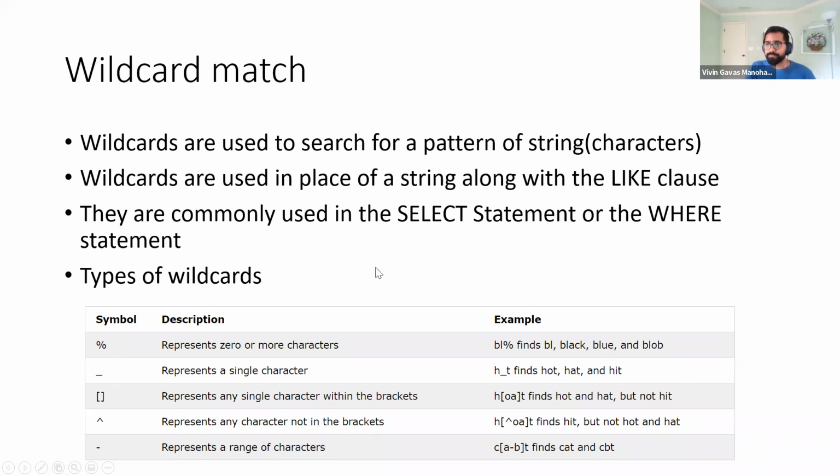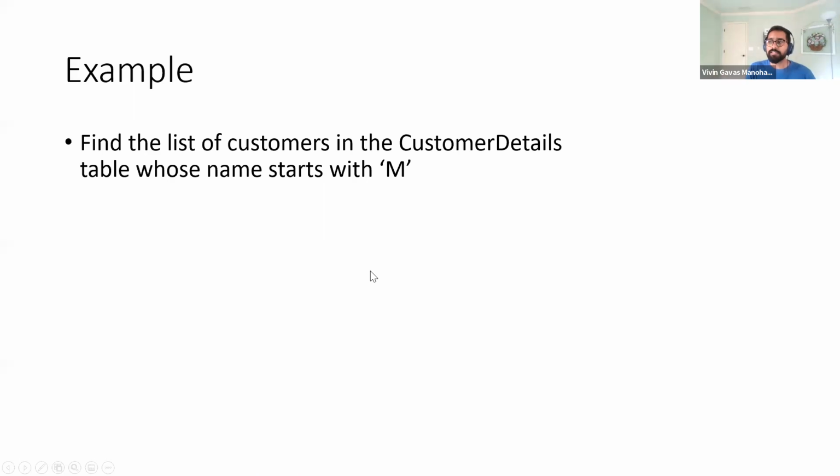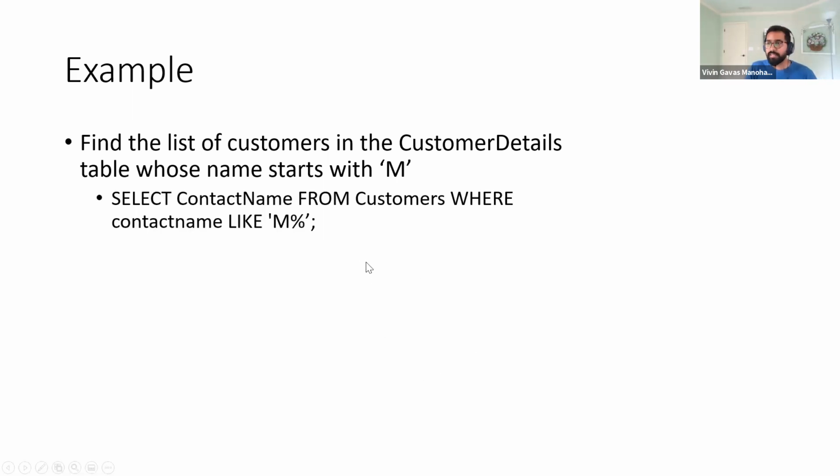As an example, say you want to find a list of all the customers in the customer details table whose name starts with M. And it can be anything like Mark, Maria, Mary, or even M from James Bond, you want to find their names. In that case, you would just select the contact name, which is in this case the customer name, from the customers table where contact name is like. Since you're doing a pattern match, you use this like statement where it's like M percentage.